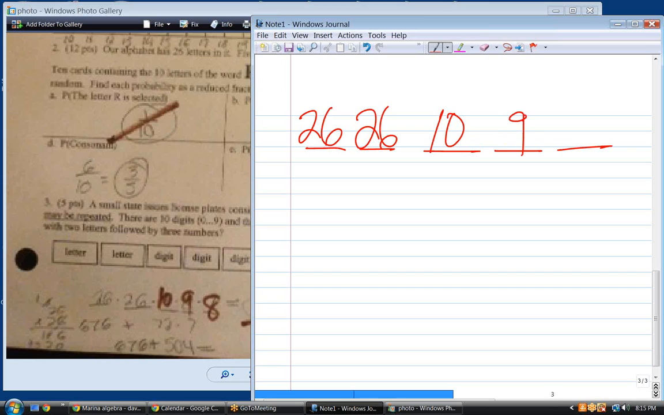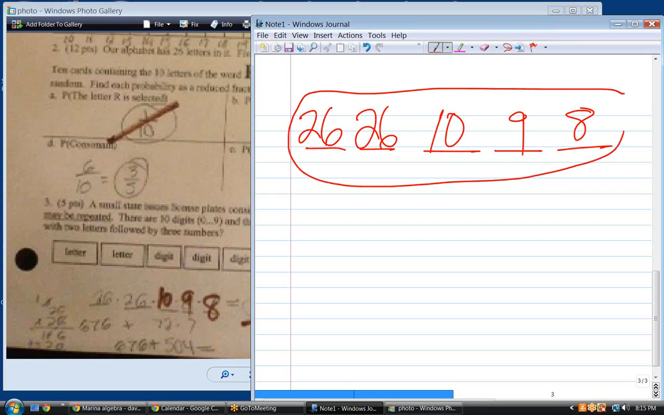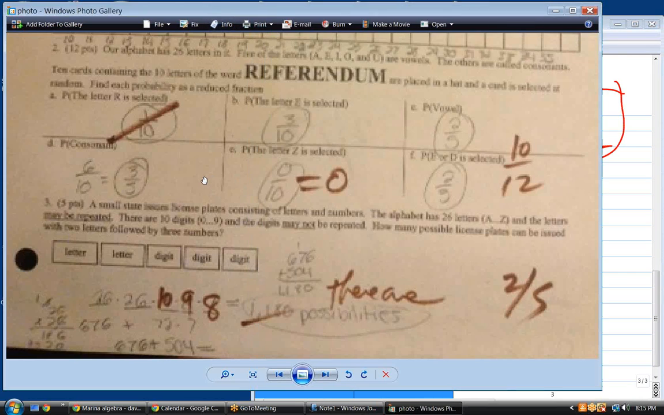Yeah, and numbers cannot be repeated, so we can't have 10 numbers in this spot here. We can only have 9, because whatever number we choose for this spot here can't be repeated. So this can only have 9, and this can only have 8. Yeah. And you multiply all of those together to get how many different license plates you could have. And that's what looks like has been done here.